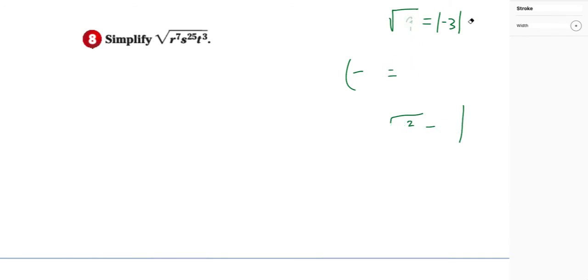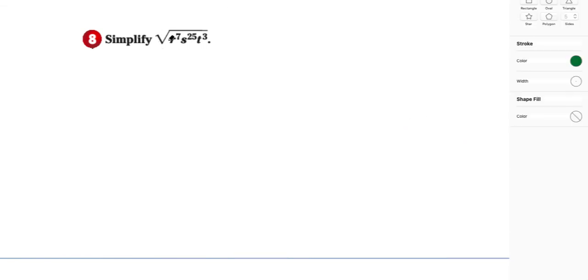Let's hold this concept in the back of our mind as we work on this next example. So this example has us taking the square root of each of these, and let's go ahead and write it as a rational exponent. So r to the 7th, s to the 25th, and then t to the 3rd. And I guess I can write this all as x, all of this to the 1/2.